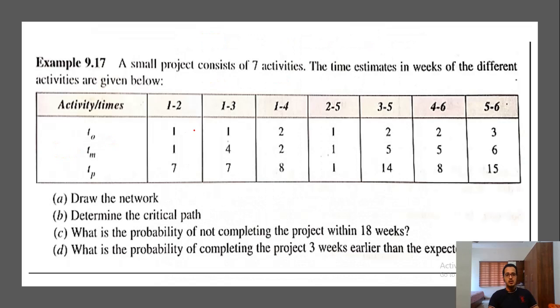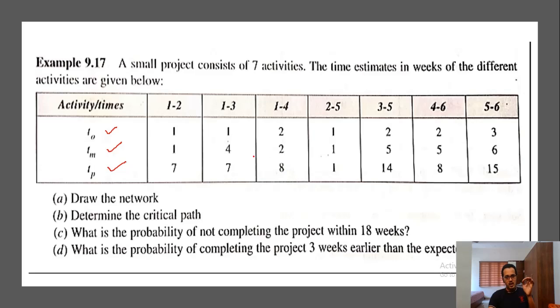Okay, so coming to the question, here in this question, a small project consists of 7 activities. The time estimates in weeks of the different activities are given below. So in this question, the details of a small project with 7 activities are given, and the values of TO, TM, and TP are given, right? TO is the optimistic time, TM is the most likely time, TP is the pessimistic time.